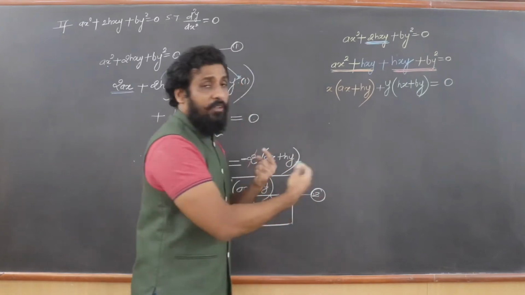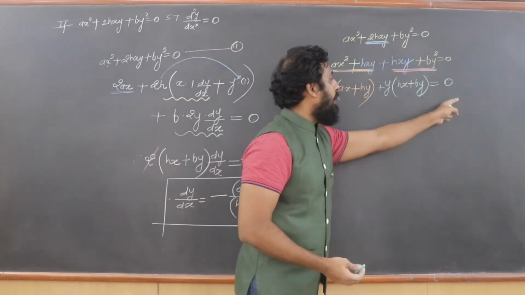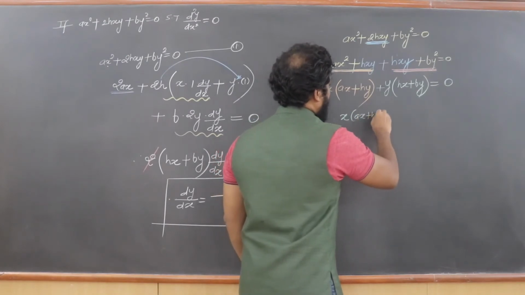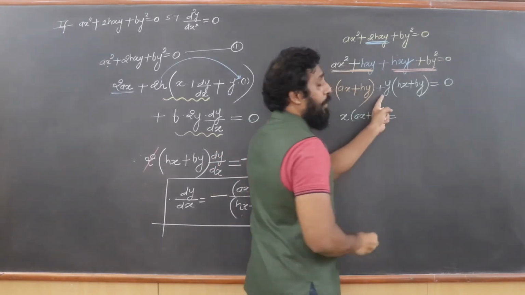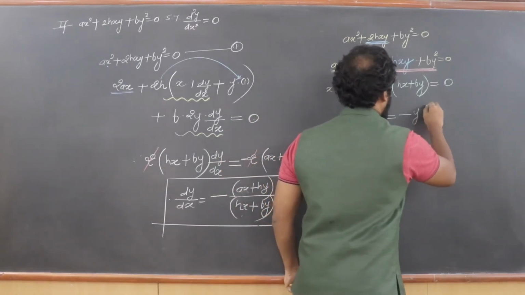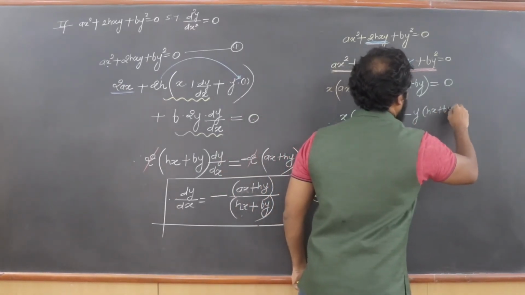Now I'm going to transfer the terms. This entire term will be transferred on the right hand side. So I'm going to get x into ax plus hy. Since the term is with the plus sign, when it goes on the other side it becomes a minus sign. So I get minus of y into hx plus by.